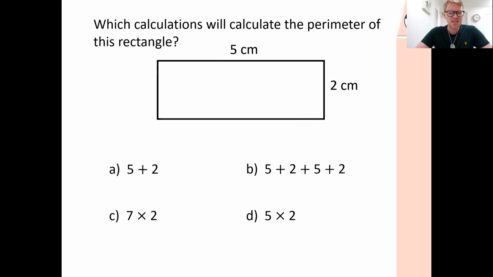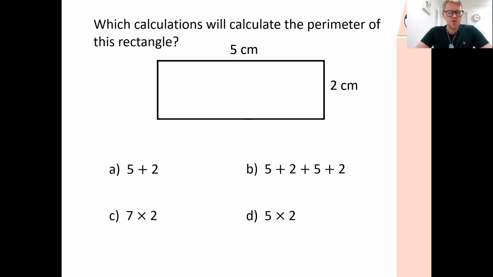What about C? 7 times 2. Now, where have they got the 7 from? It's from adding up the 5 and the 2, isn't it? 5 plus 2 is 7. And why have they doubled it? Well, it's because we'd also need that same measurement again for the other 2 remaining sides. So yes, 7 times 2 would work as well. So 14, our answer there.